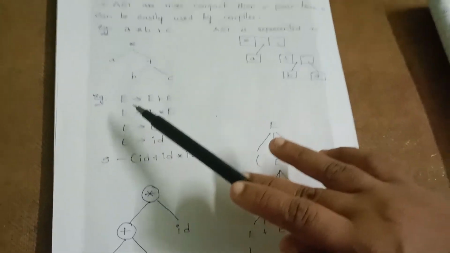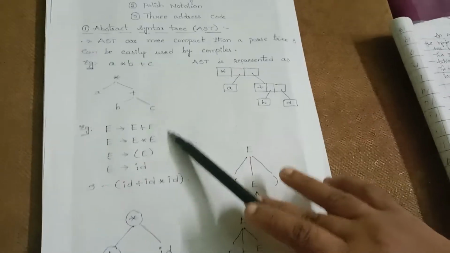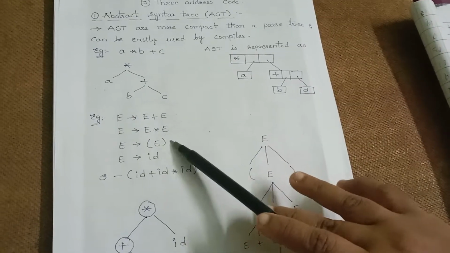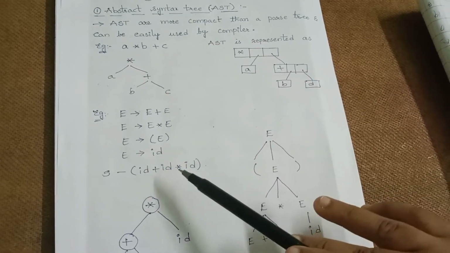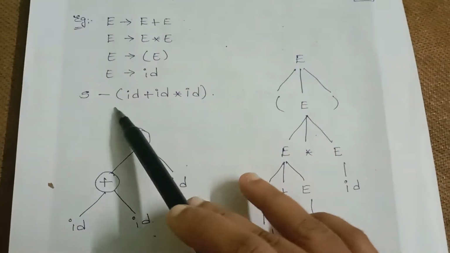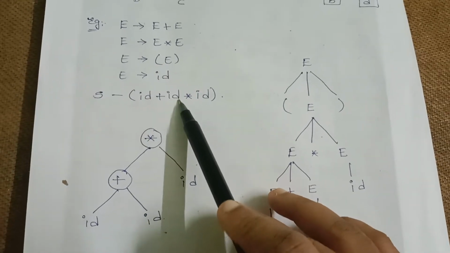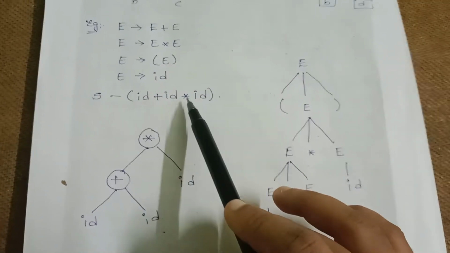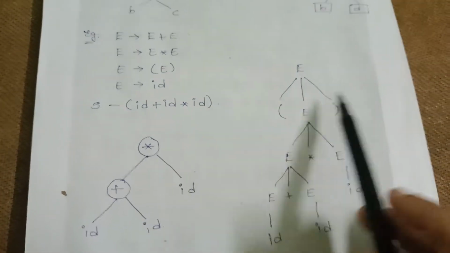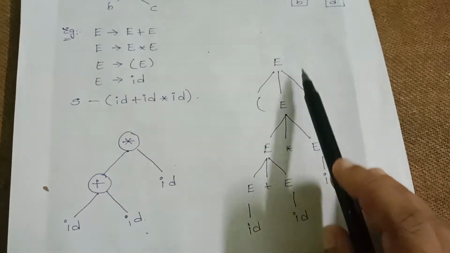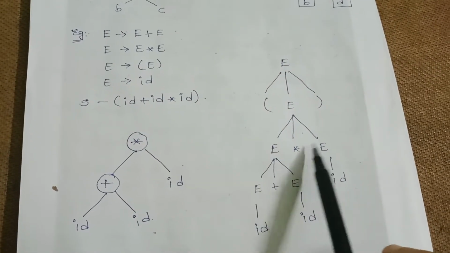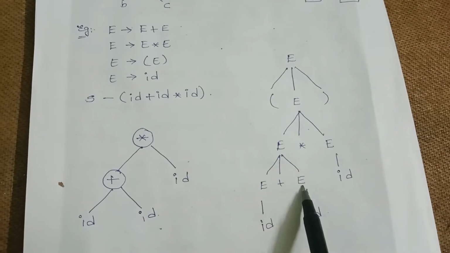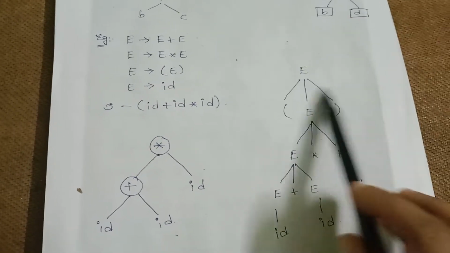If you take this example, you can clearly understand. For example, consider this grammar: E tends to E plus E, E tends to E star E, E tends to E, and E tends to ID. So the string is ID plus within the braces ID plus ID star ID. Now first we need to construct the parse tree. So E tends to within the braces E, and E tends to E star E, E tends to E plus E, and E tends to ID. So this is our parse tree.